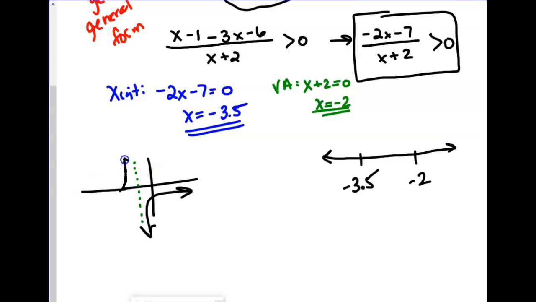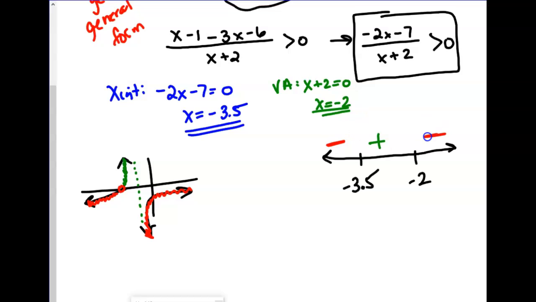Alright, so here's the good news. I feel like we're on the right track because the things we found with our algebra, I'm seeing confirmed in my graph. So here's this intercept at negative 3.5. It is negative land until we get to negative 2. Yes. Alright, and then after that asymptote, we're in negative land again. So if I add that to my little sign chart here.